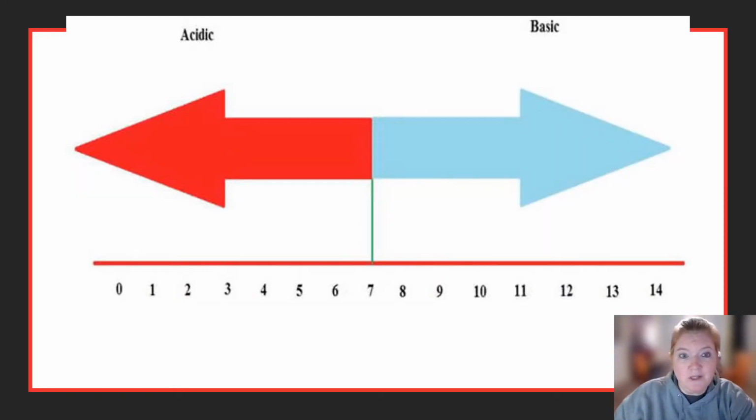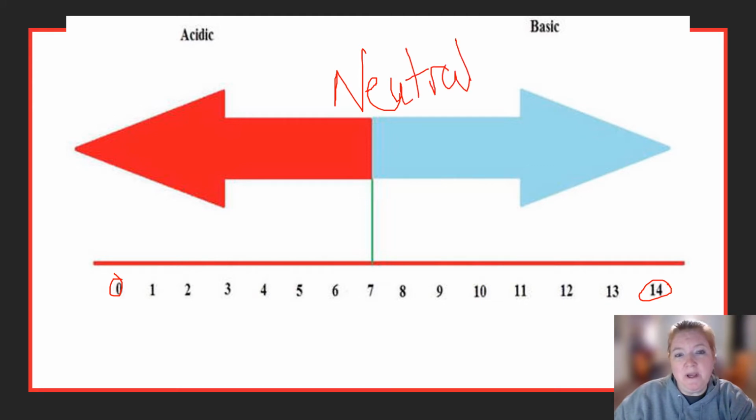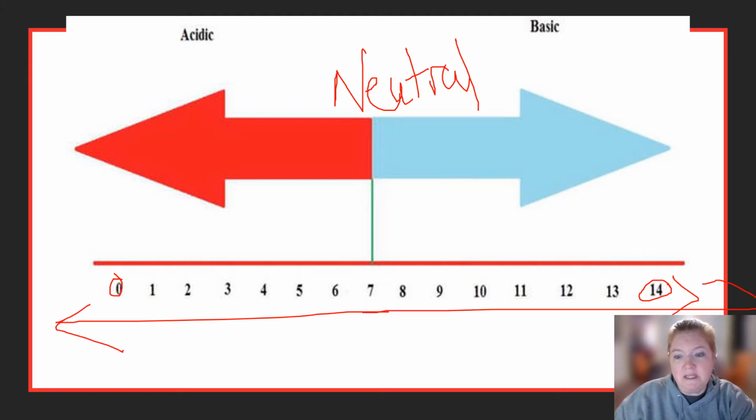All right, so here's what it looks like. 0, the lowest number, is the most acidic. 14, the largest number, is the most basic. 7 in the middle is something called neutral. So in reality, as we get further away from 7 this way, the acid gets stronger. As we get further away from 7 this way, the base gets stronger.